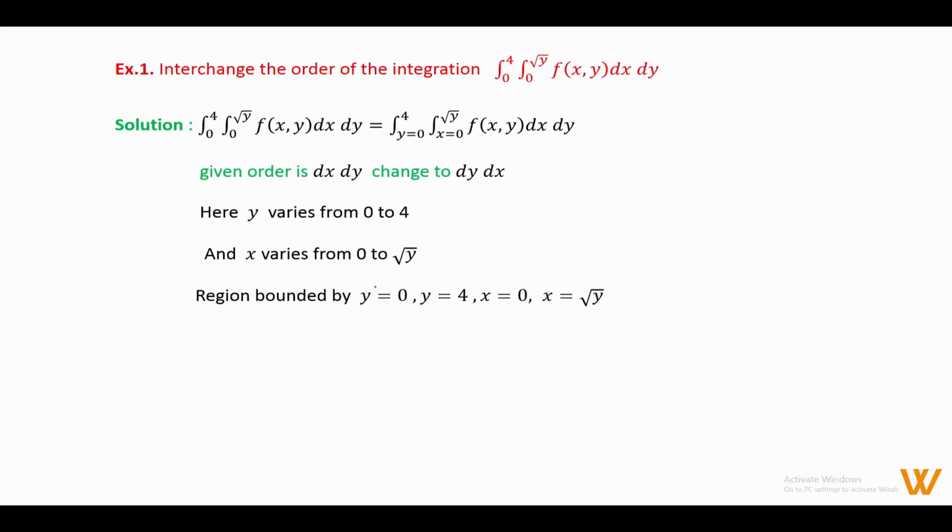The first three equations are equations of lines, but this is not an equation of a line. This is a curve. So squaring both sides, we get x square equal to y. This is a parabola, a parabola opening above the x-axis.